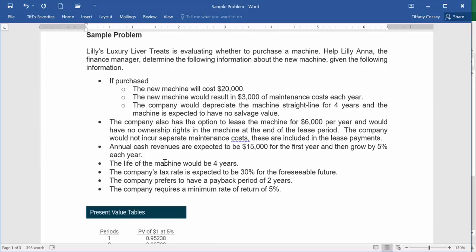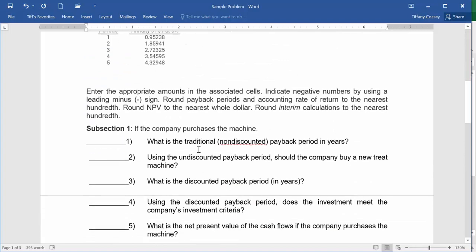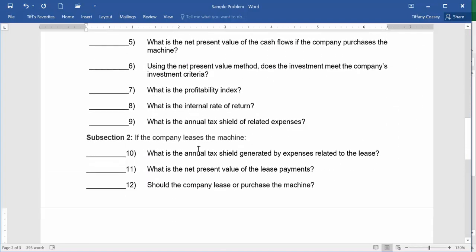Then it says the company would not incur separate maintenance costs. These are included in the lease payments. It also comes down here and tells us that we have annual cash revenues of $15,000. We already know that, and that's not related to the question that we're being asked right now. The question we are being asked right now is, what is the annual tax shield generated by expenses related to the lease?